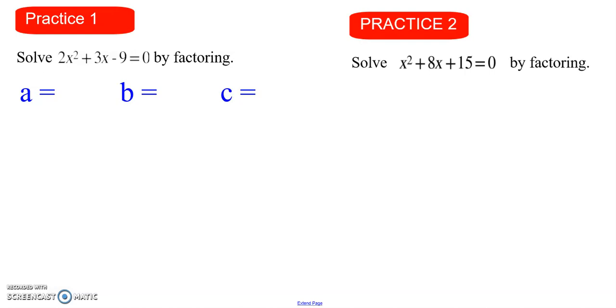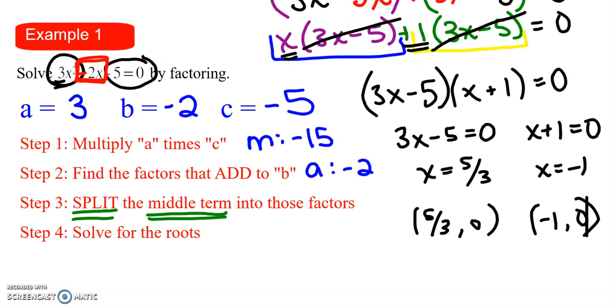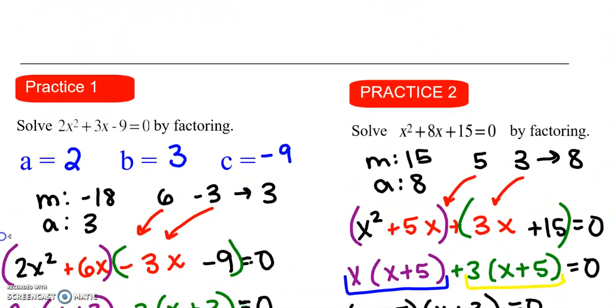Go ahead and pause now. All right, so what's really important here is that splitting the middle term works for something that has a leading coefficient that's not 1, but it also works if your leading coefficient was 1.